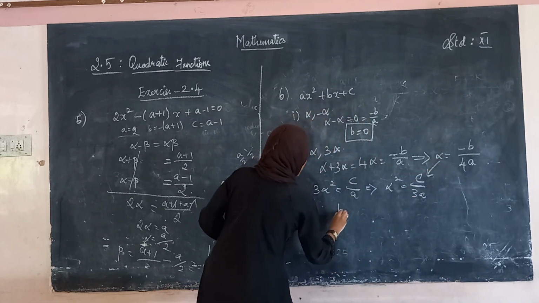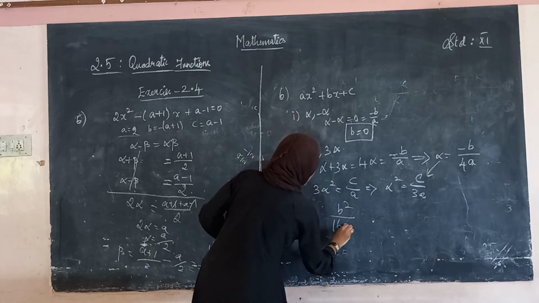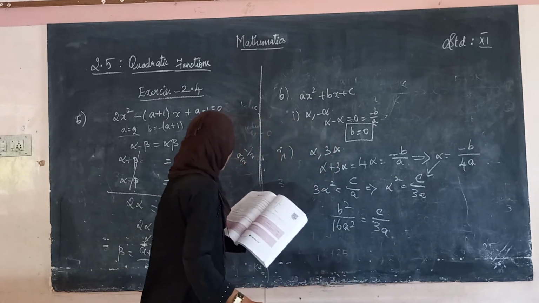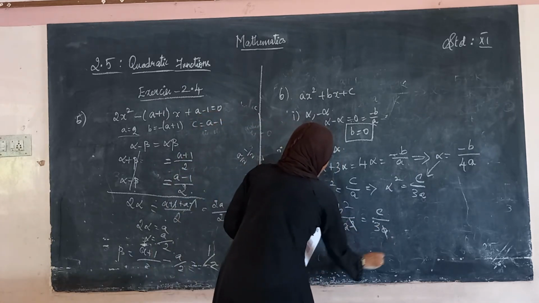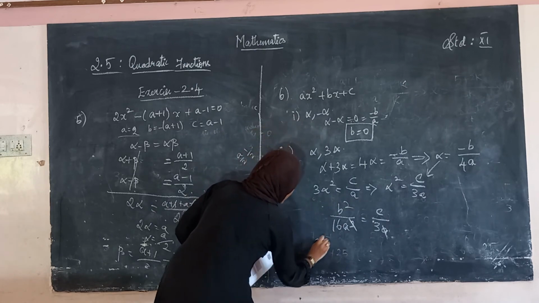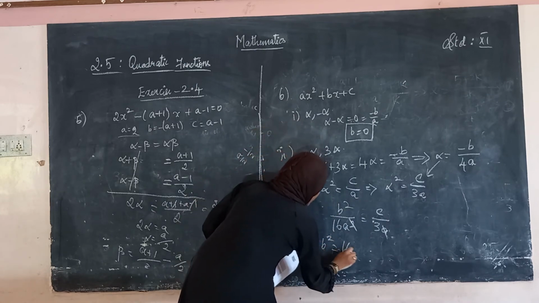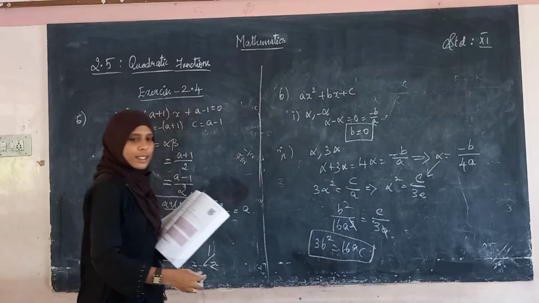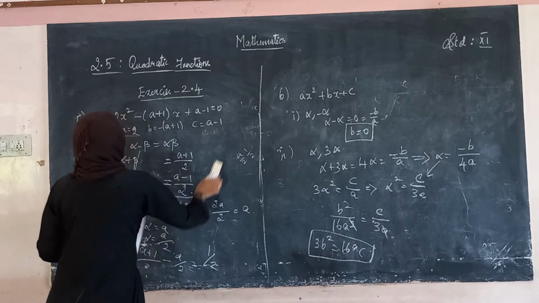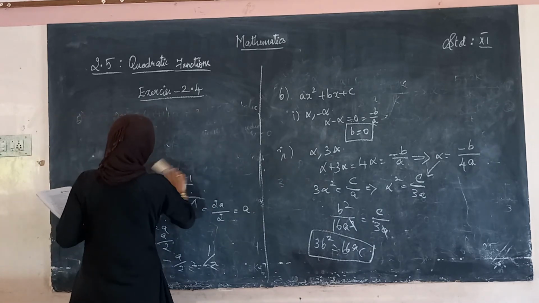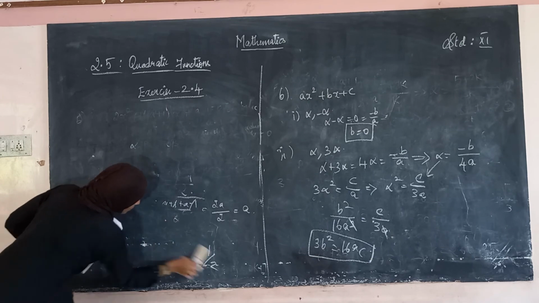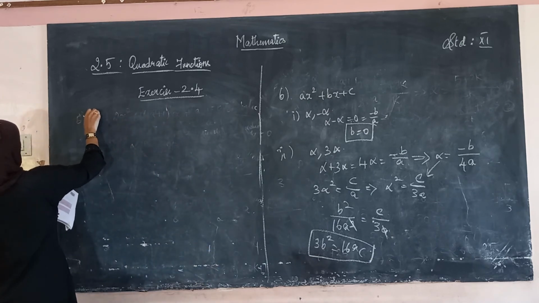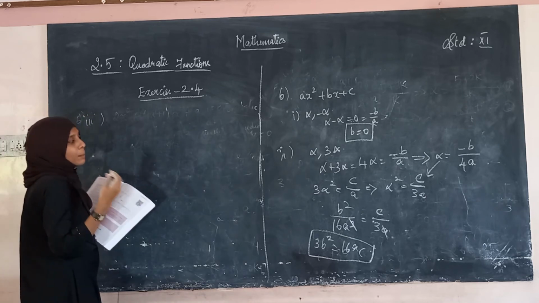Minus b the whole square is b square divided by 16 a square, which is equal to c divided by 3a. Here it can cancel, cross multiplying, 3 b square is equal to 16 ac. This is the condition for the roots where one root is thrice the other. Now, the third condition, third subdivision: one is the reciprocal of the other.